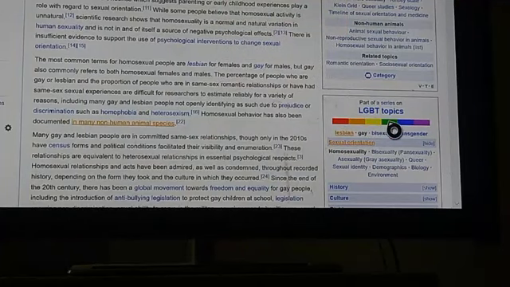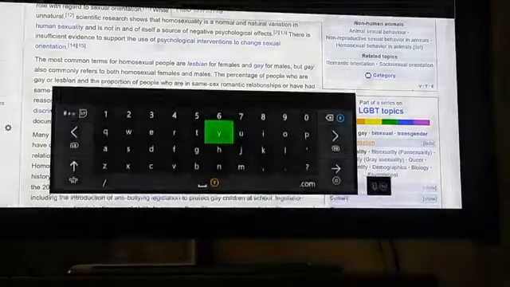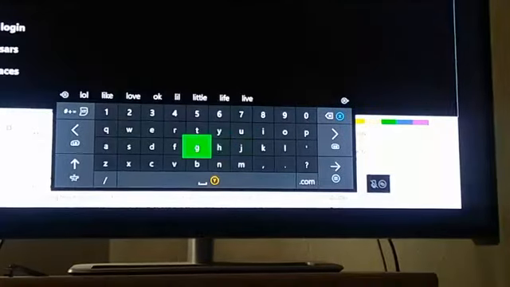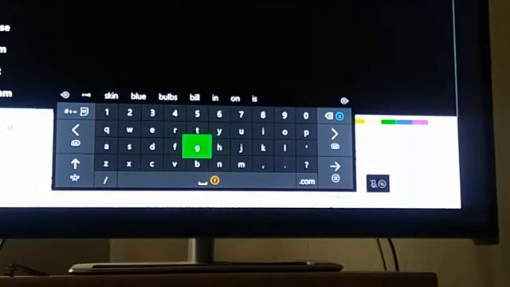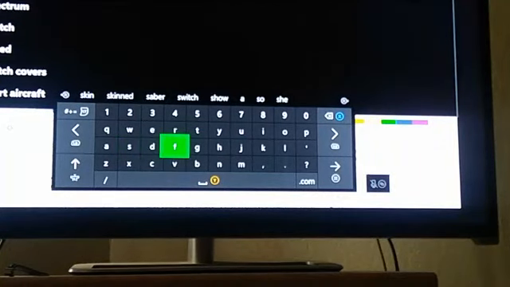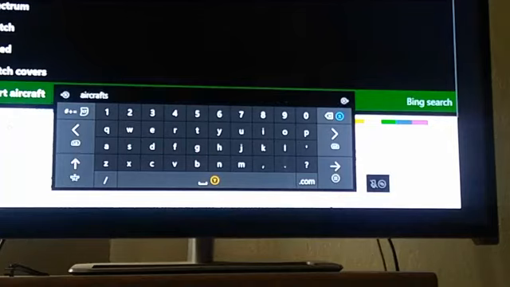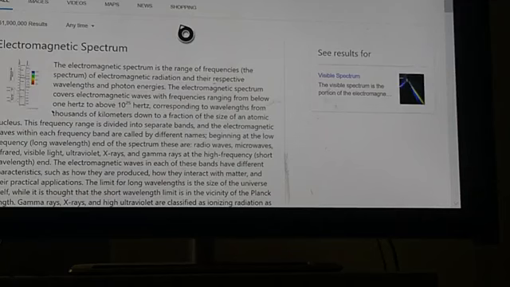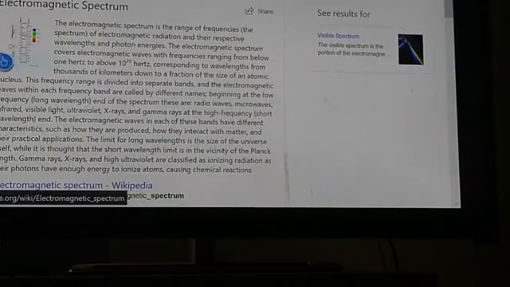Okay, so let's do this. The light spectrum. Let's type that in. Give me some time. Light spectrum. Boom. Watch when it loads up. Oh, look at that. Light spectrum. Oh, the same colors. The electromagnetic spectrum.